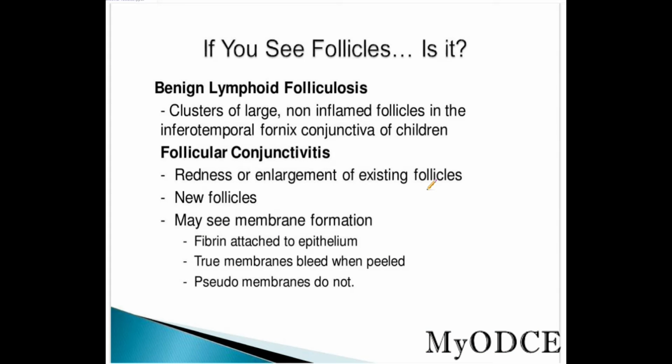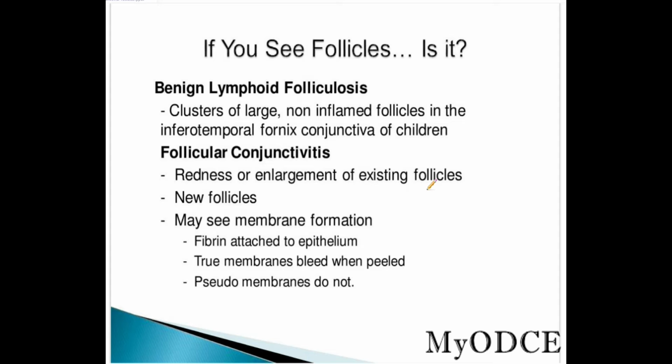Now, if you do see follicles, right, we've seen this whitish-yellowish bump, we're confident that these are follicles. Now we want to think about, is this a benign lymphoid folliculosis or more of a follicular conjunctivitis? The way that we might tell: benign lymphoid folliculosis, we think of as clusters of large, non-inflamed follicles in the inferotemporal fornix conjunctiva of children. Follicular conjunctivitis, we'll see a redness or enlargement of existing follicles. We might see new follicles, and we may start to see membrane formation.